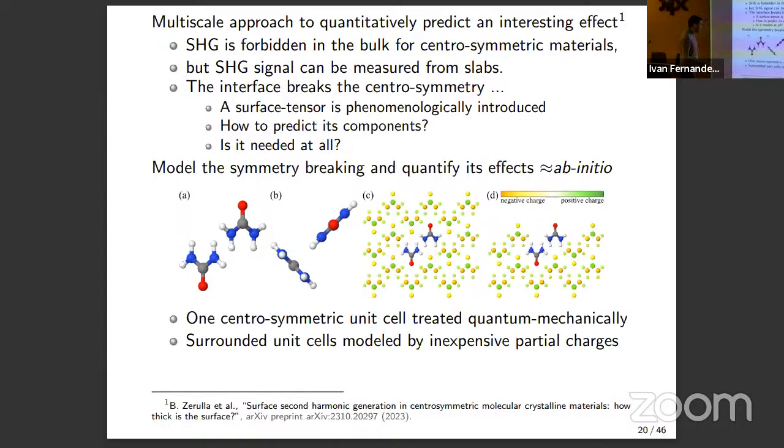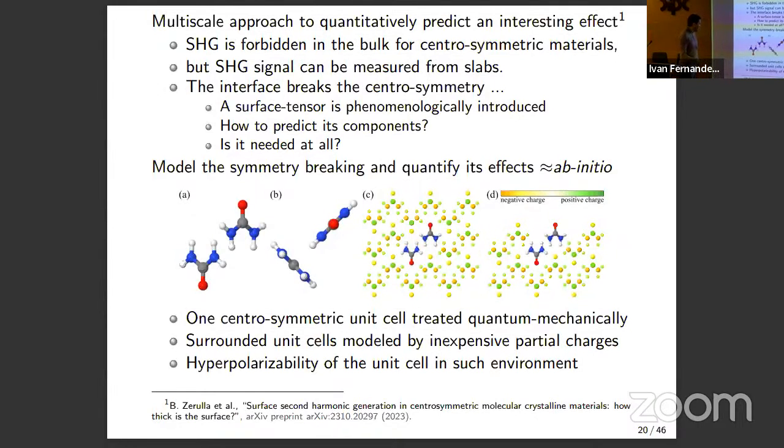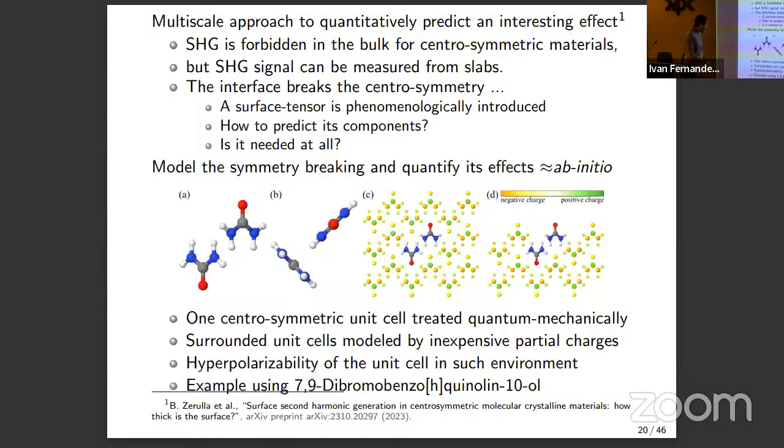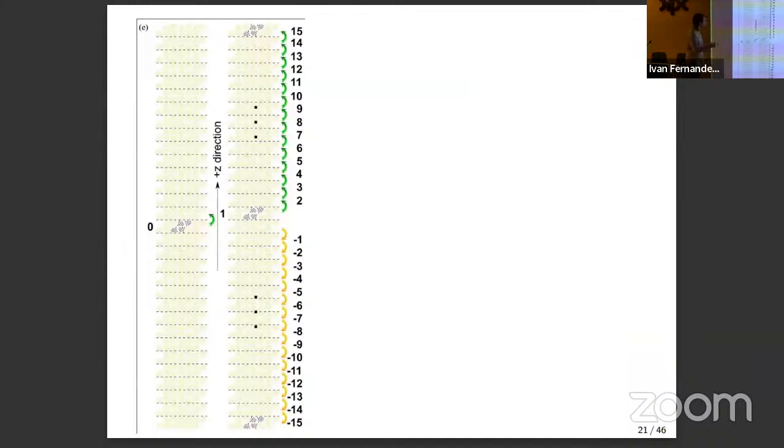So you can do this. It's rather inexpensive. And you compute, of course, the hyperpolarizabilities of this. Now I'm going to give you an example with a molecule that I cannot even pronounce. But basically, it's a centrosymmetric material, so there is no SHG at all in the bulk. These are 31 layers, numbered from 15 to -15. This one is 0.